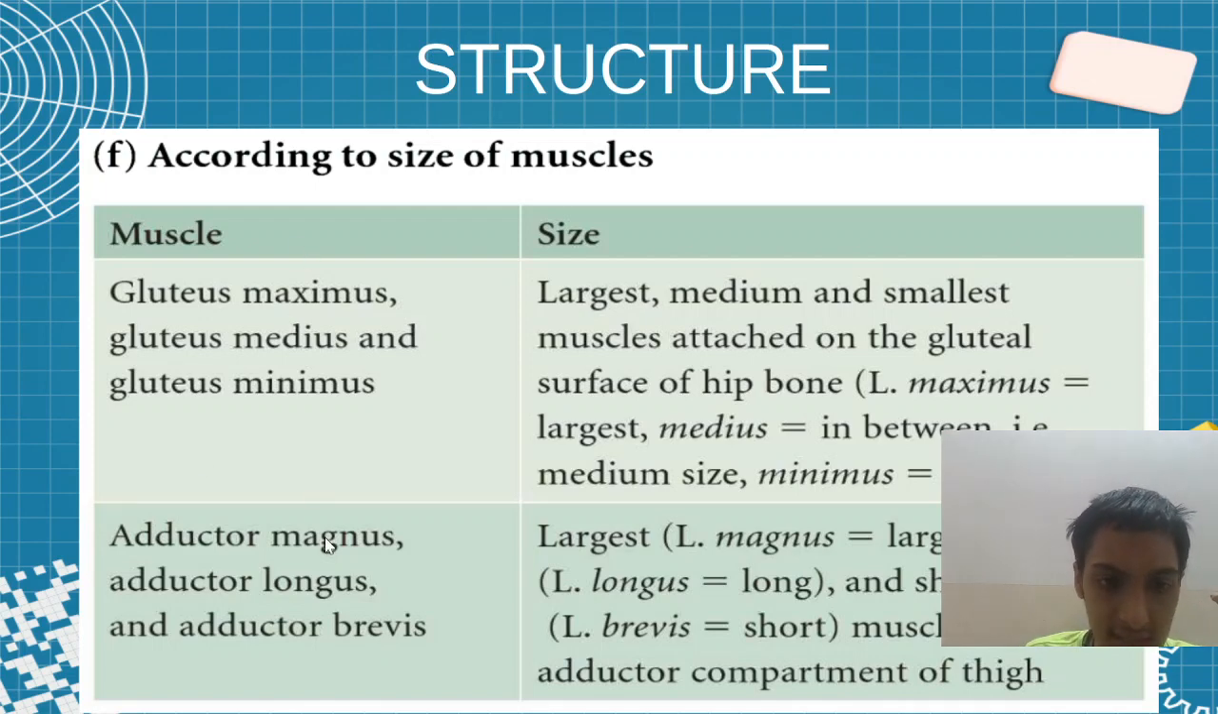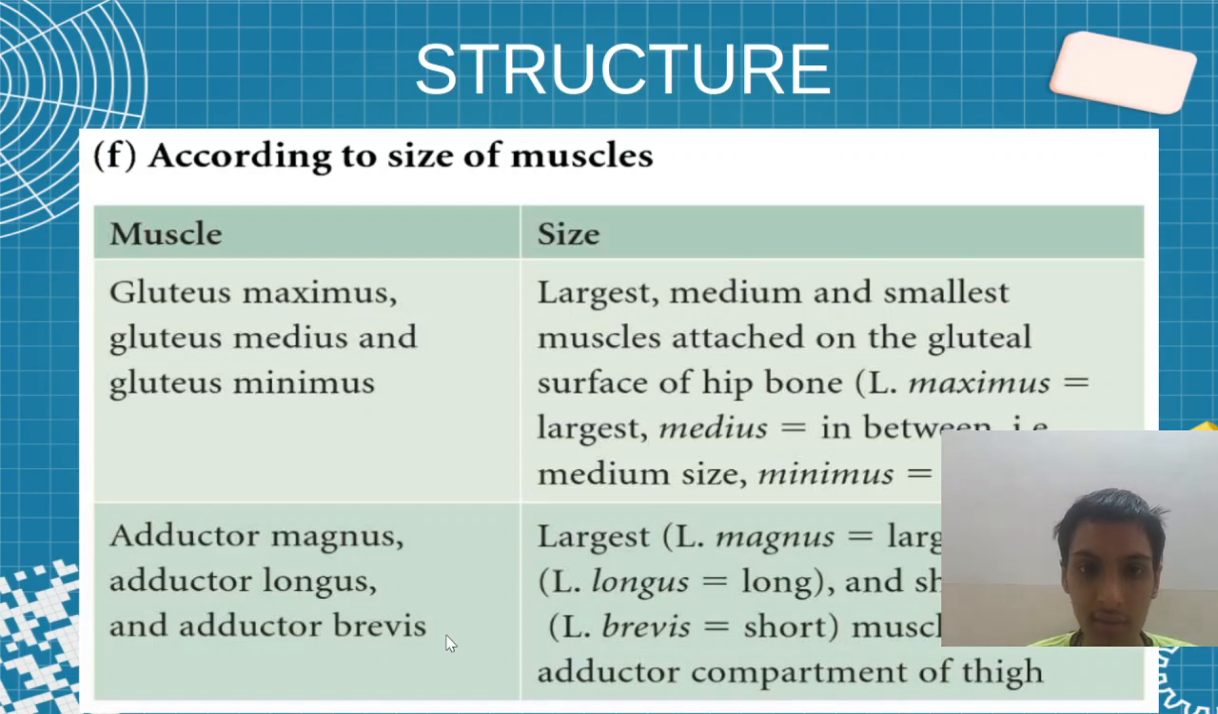We have the gluteals and adductors. Gluteals as in maximus, medius, minimus. Adductors as in magnus, longus and brevis. Remember, maximus means largest, medius is medium, minimus is smallest, magnus largest, longus longest, brevis shortest.